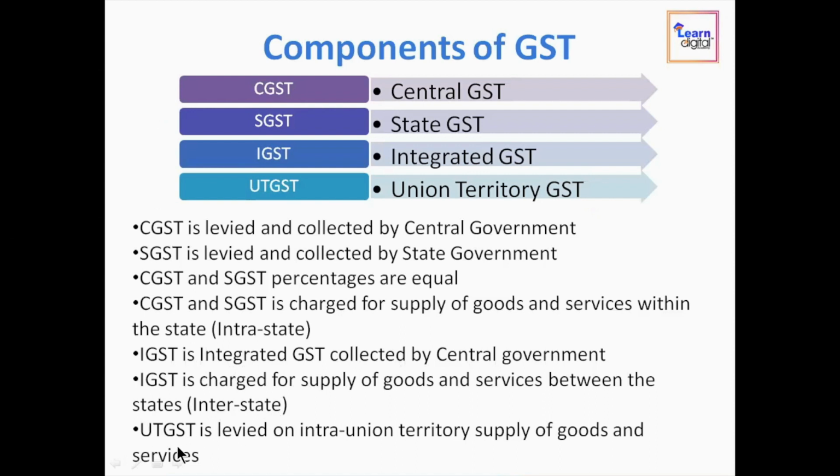And the last one is UTGST. It is levied on intra-union territory supply of goods and services. It means just like SGST. SGST is state GST, UTGST is union territory GST. There are a few union territories in India. So for goods sold within a union territory, the GST will be charged as CGST and UTGST.